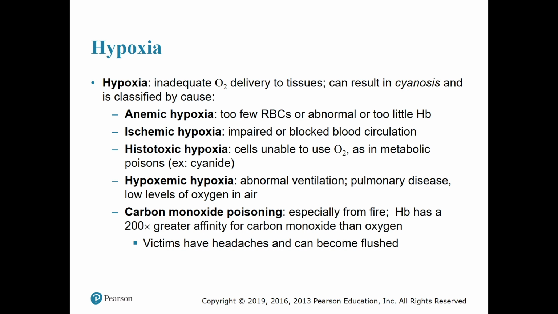Hypoxia is an inadequate oxygen delivery to tissues, and it can result in cyanosis and is classified by cause. Anemic hypoxia is because there are too few red blood cells or abnormal or too little hemoglobin. Ischemic hypoxia is impaired or blocked blood circulation. Histotoxic hypoxia is when the cells are unable to use oxygen, as in metabolic poisons, for example, cyanide. Hypoxemic hypoxia is an abnormal ventilation due to pulmonary disease or low levels of oxygen in the air.